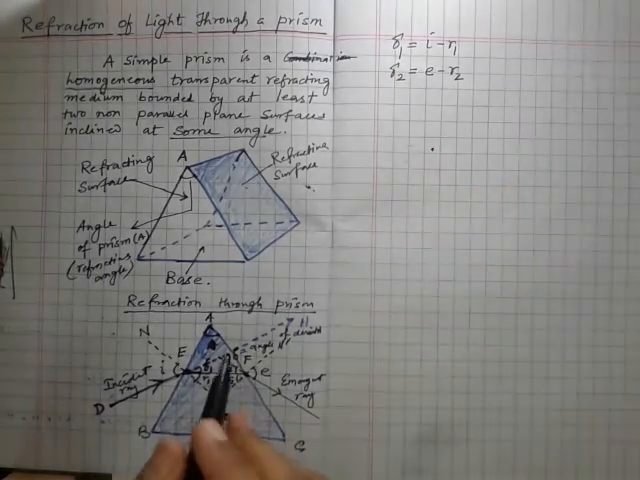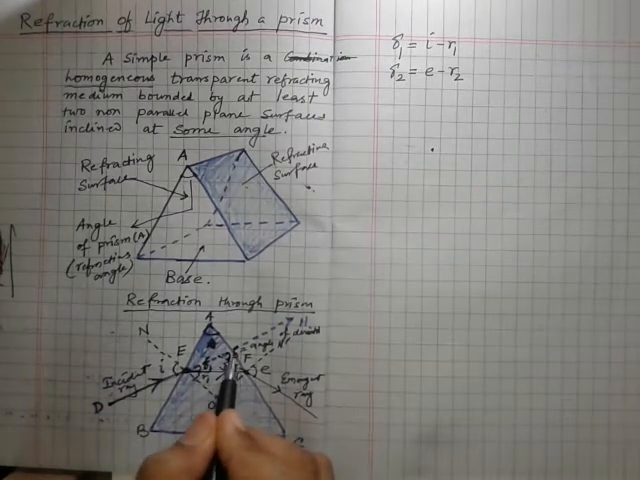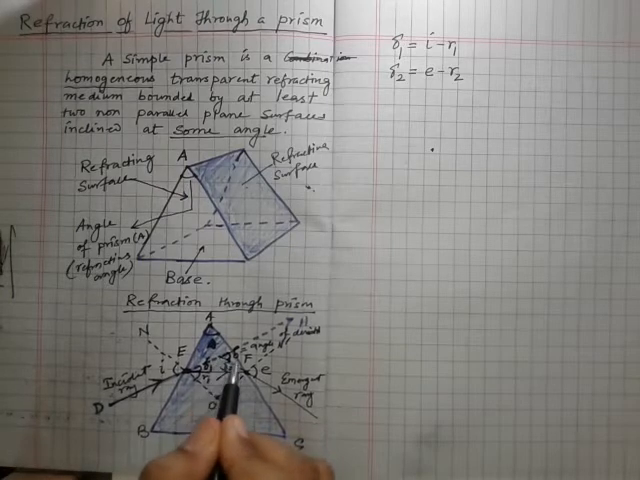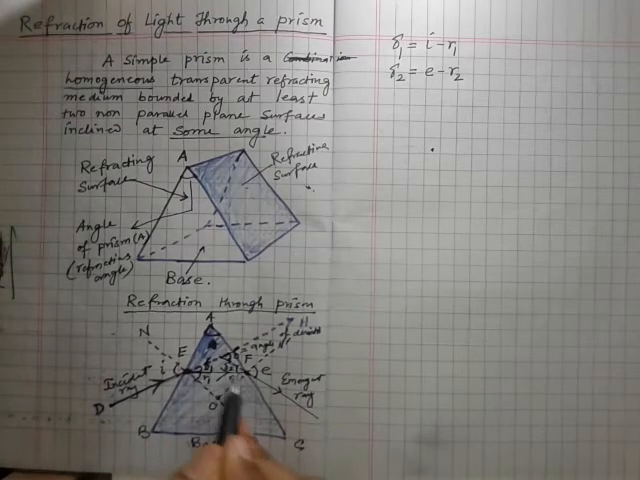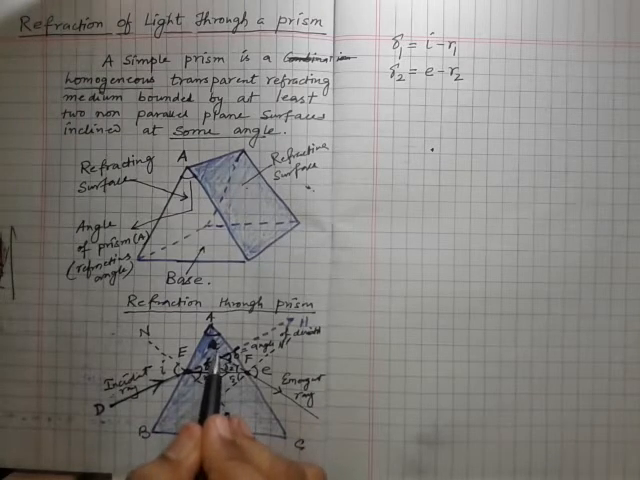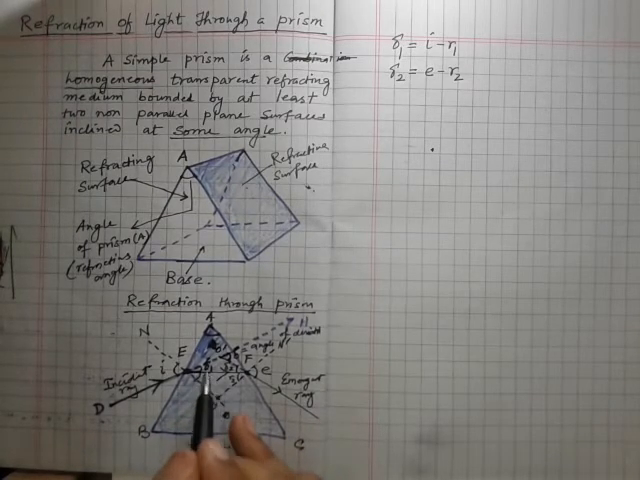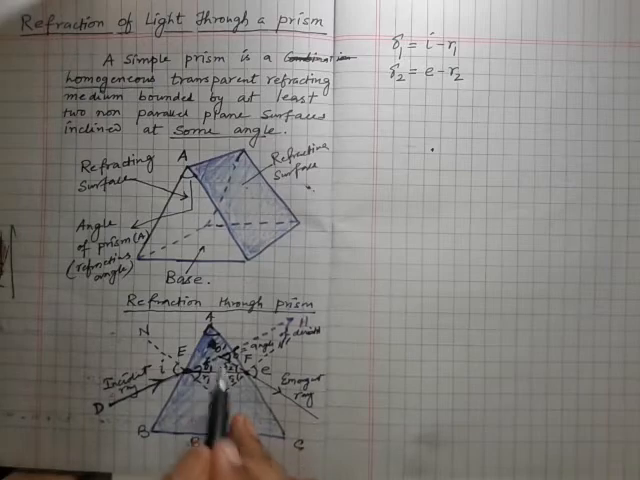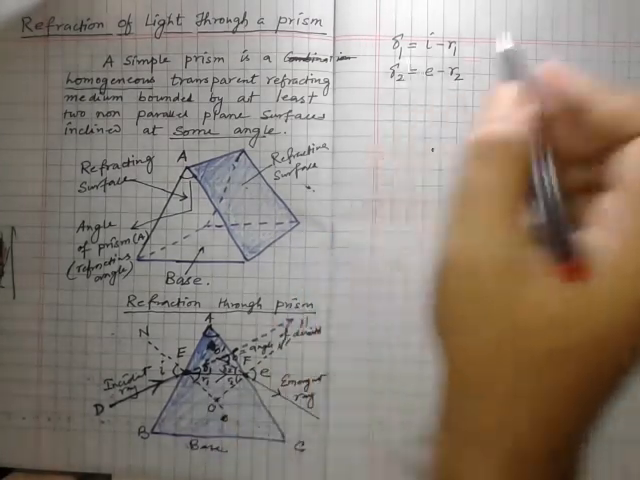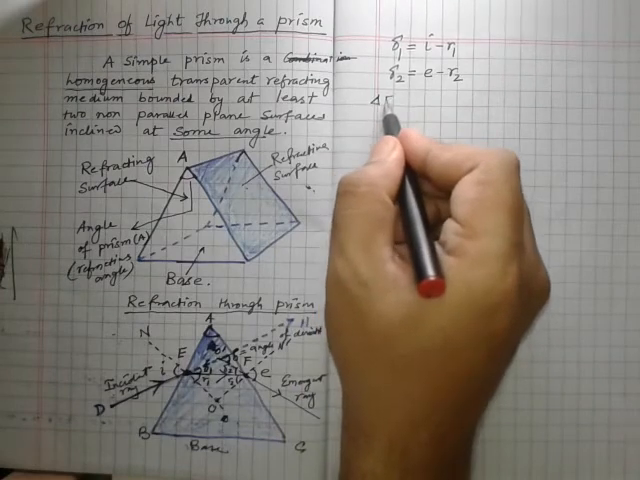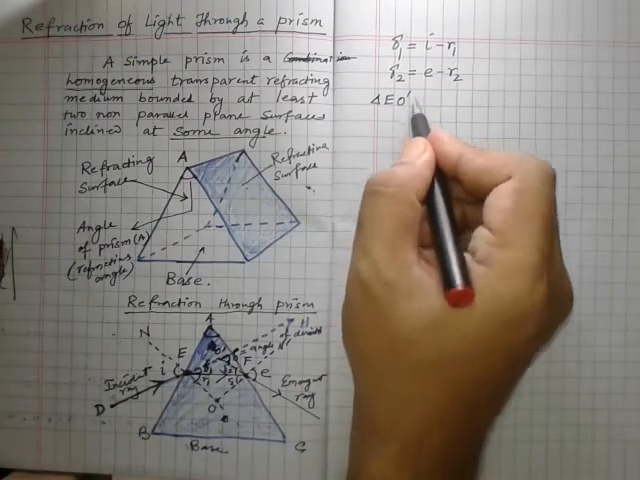Then see, this angle is delta. I told you this angle is delta. This angle is delta. This one. And in this triangle, I give you this is O dash. In this triangle, which triangle? Triangle E O dash F.